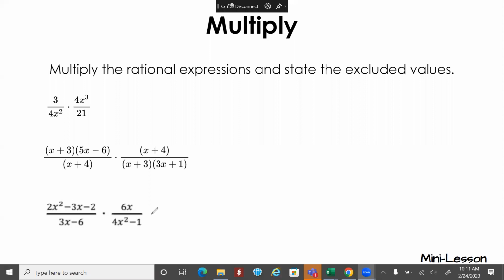Okay, let's talk about this last one. I'm gonna bring this guy up here so that you can actually see it. Okay. What we've got to do is we've got to factor first. Okay, so we're gonna factor this top part. So when we do that, we're gonna get a times c, which is -4, b, which is -3. What two numbers can I multiply together to get me -4, but add together to get me -3? Not one.